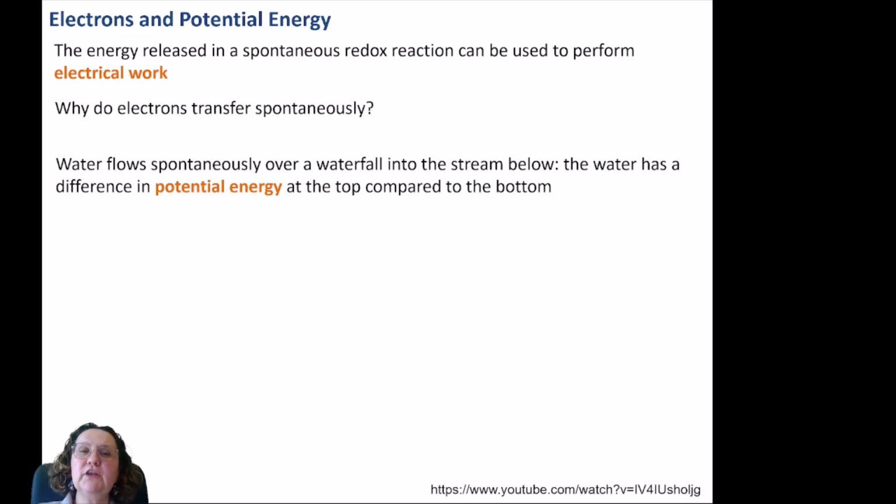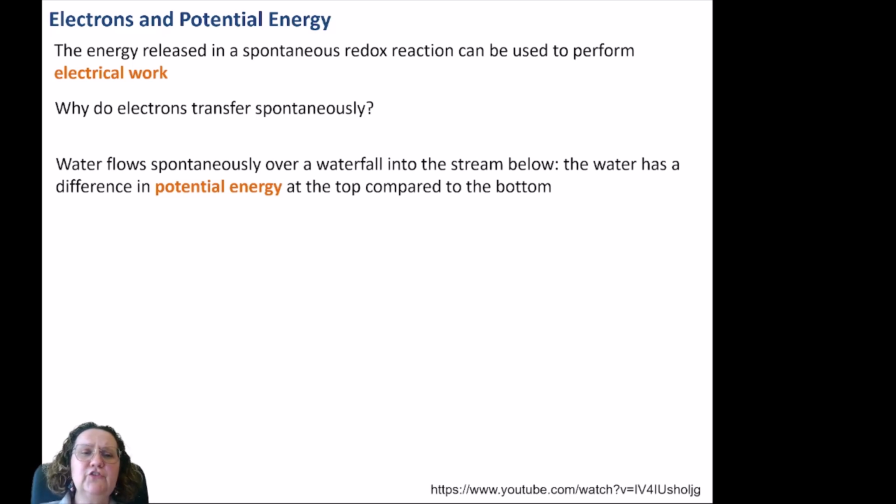So a spontaneous redox reaction will liberate electrons. Those electrons will be liberated. They will have a natural flow of electrons. The reaction will happen and the electrons will move from one compound to the other. And in that movement, we can harness it by making them go through wires and produce electrical work.